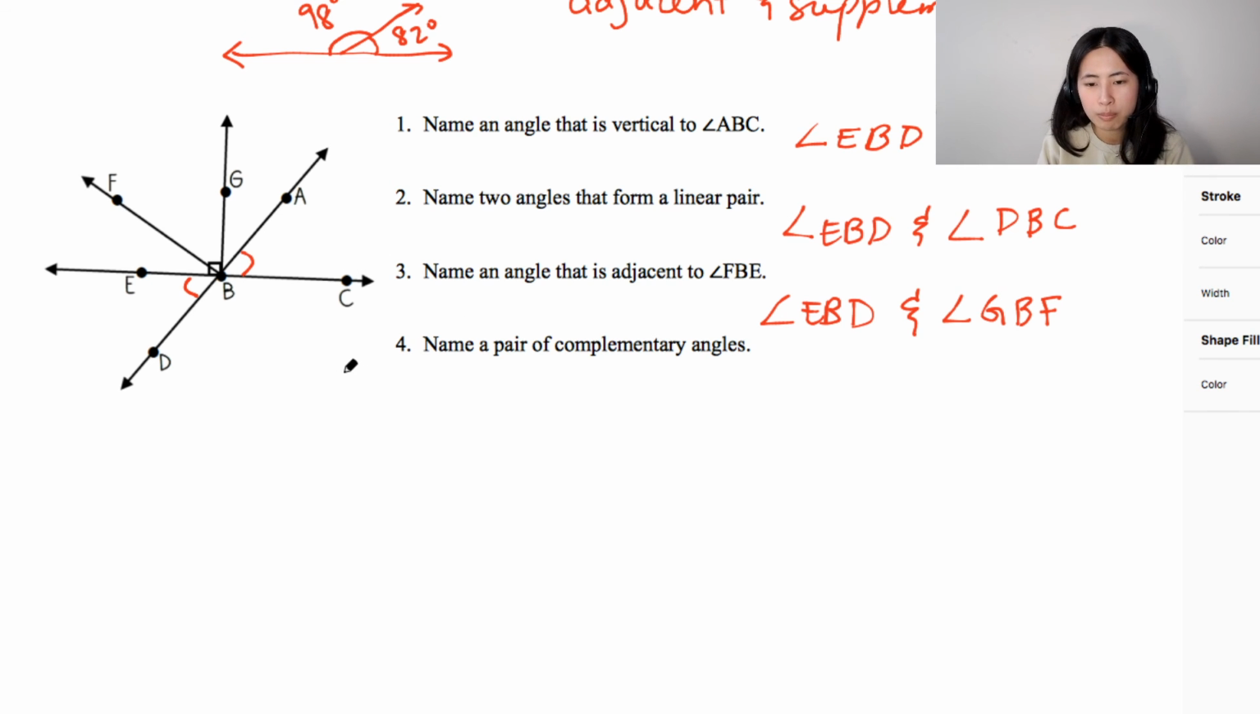Okay, so name a pair of complementary angles. What does it mean when two angles are complementary to one another? They need to sum up to 90 degrees. So maybe we can just use this example. If you're looking at angle EBG, you know that this is 90 degrees. Therefore, you can say that EBF and FBG, FBG is over here, are complementary because they sum up to 90 degrees.